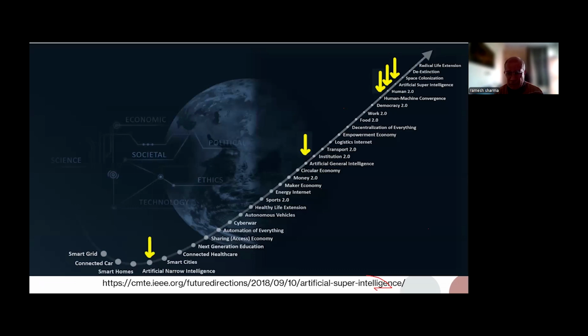This is an image by IEEE, where they have highlighted how things are progressing in various fields. Ultimately, the scientists are working on radical life extension. So for AI, we have already crossed the stage of artificial narrow intelligence. The work is going on artificial general intelligence, and very soon we will be having that human-machine convergence.